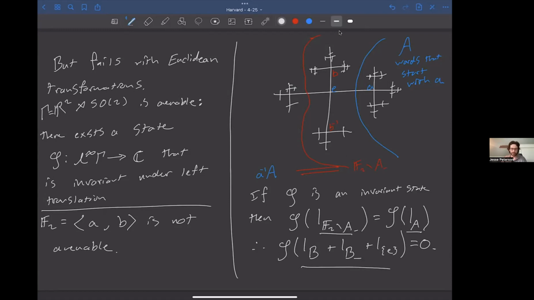But now you can imagine if you replace the roles of A and B, for the same reason, we also get that phi applied to the characteristic function of A, and also phi applied to the characteristic function of all the words starting with A inverse, this also has to be 0. But this is then a contradiction. We've shown that the entire space has measure 0, which is a contradiction. So this is why the free group F2 is not an amenable group. And this has spurred a lot of interest, and there's still research going on in this area.